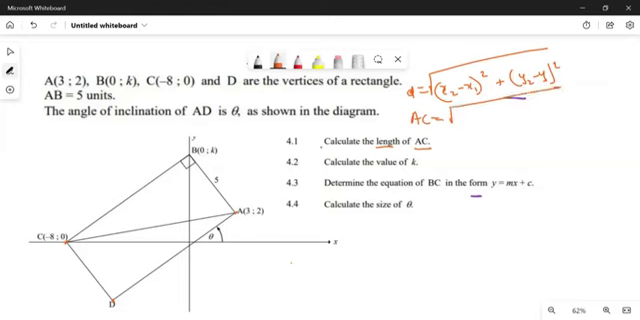Between A and C, which one comes first? A. So we'll call this one x1, and then we'll call this one y1. And we'll say this one here is x2, this one here is going to be y2. And then if we substitute them, based on what we chose here, what is our x2? So you have minus 8 minus open bracket.